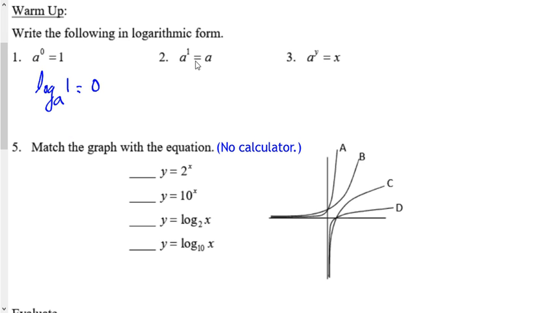For number 2, again, on the left side we have the power, and so I can rewrite the log with the base of a. It's equal to the exponent of 1, and it's operating on this a. And then for number 3, again, we'll have a log with a base of a. It's equal to the exponent, which is y, operating on the x.